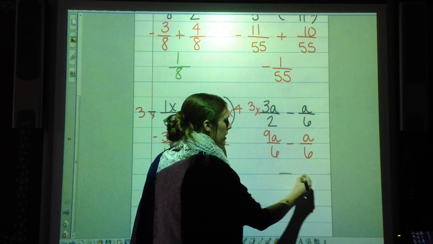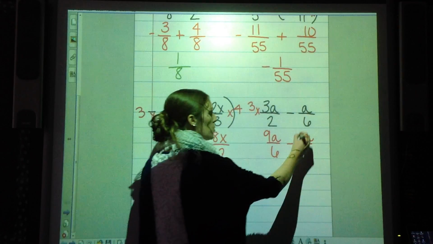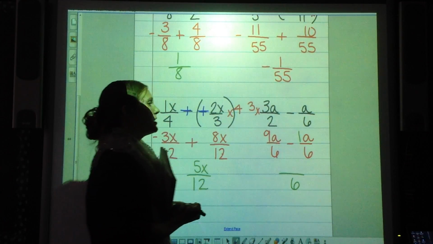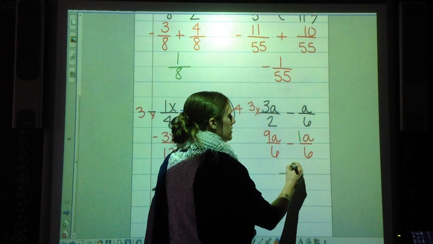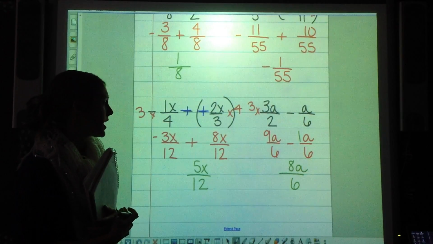Now I get to combine the numerators. Remember, when a variable is by itself, there's a 1 in front of it. So just working with the coefficients, 9a minus 1a is 8a. Sometimes you are going to have to reduce at the end.